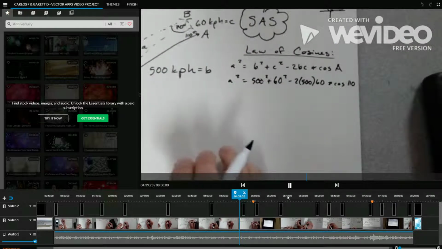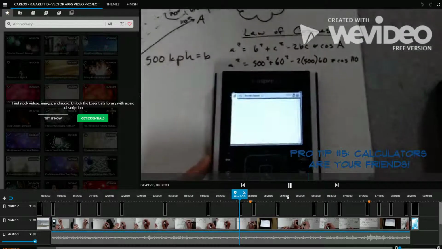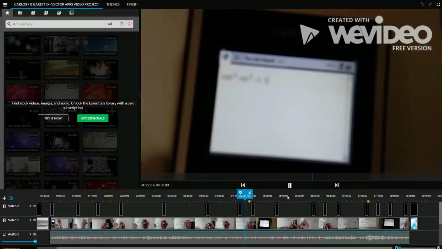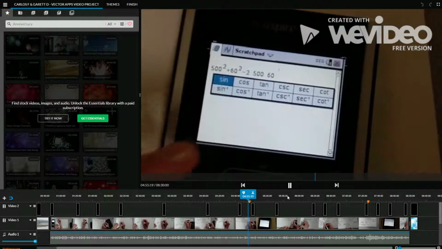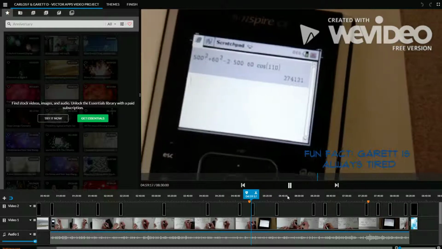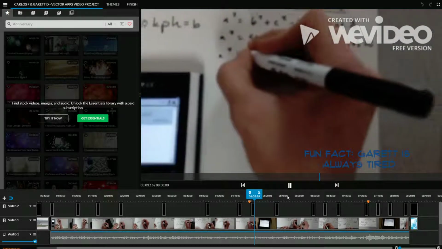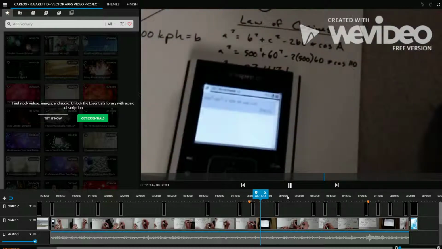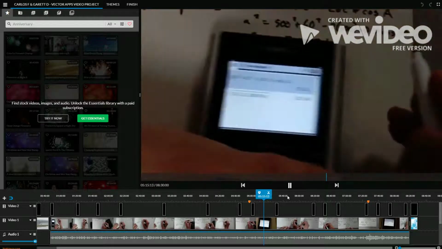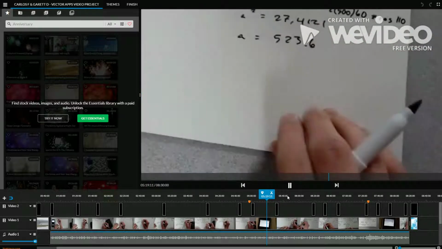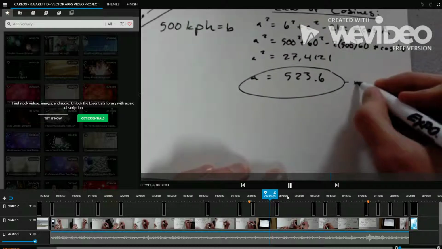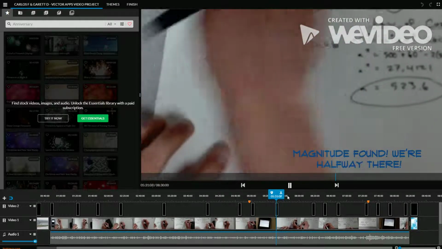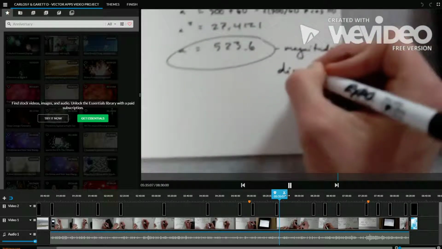Okay, now I'll pull out my calculator and show you. As you can see, I'm just plugging in the values, that's all I'm doing. Kind of tired today, but yep, there it is. So a squared equals 274,121. Oh, I'm sorry, I put the comma in the wrong place. Whatever, we'll just ignore it. But we found that the magnitude of this vector is going to be 523.6. Now, what are we going to do to solve for direction?